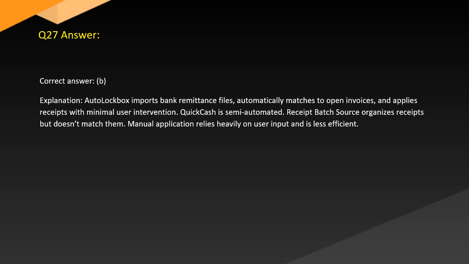Answer. Correct answer: B. Explanation. Auto-lockbox imports bank remittance files, automatically matches to open invoices, and applies receipts with minimal user intervention. QuickCash is semi-automated. Receipt batch source organizes receipts but doesn't match them. Manual application relies heavily on user input and is less efficient.